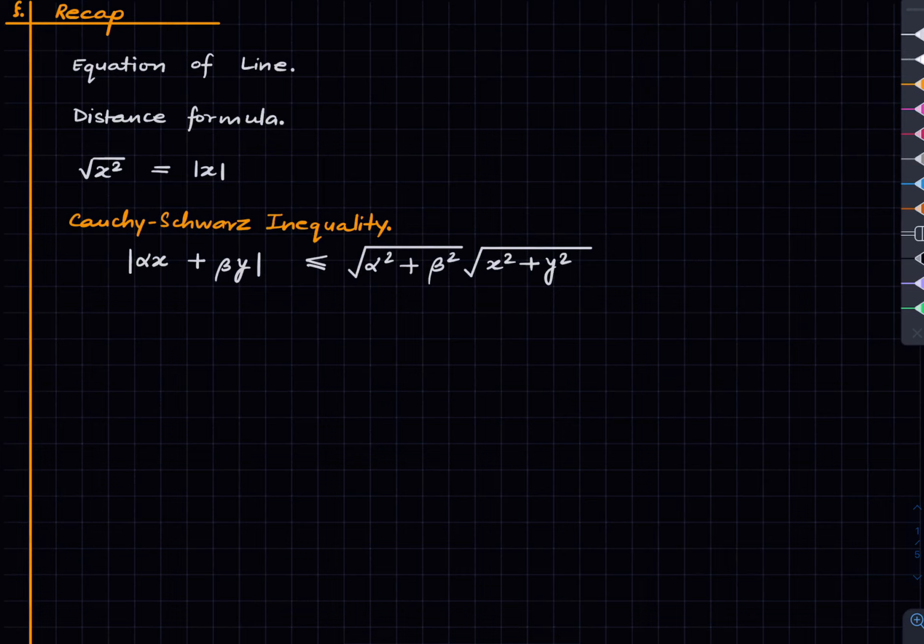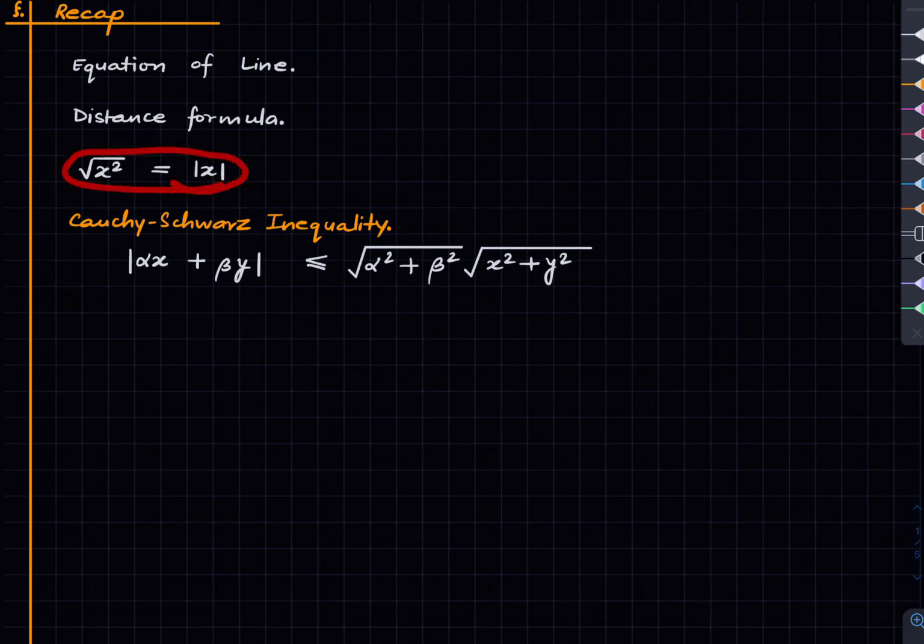In this lecture, we'll learn the formula for the distance between a point and a line, and let us recall what we need. So we need to know the meaning of the equation of a line. We need to know the distance formula, meaning the formula which gives us the distance between 2 points whose coordinates are known.